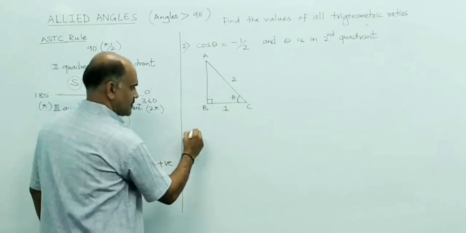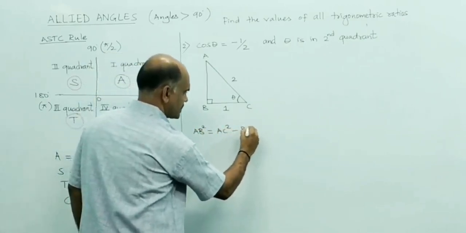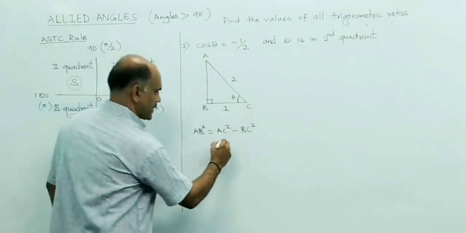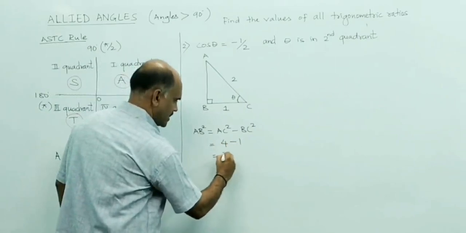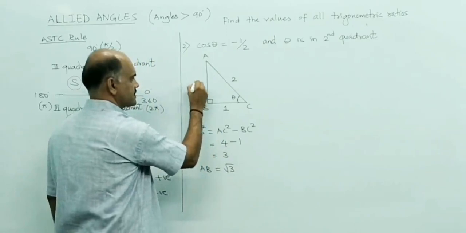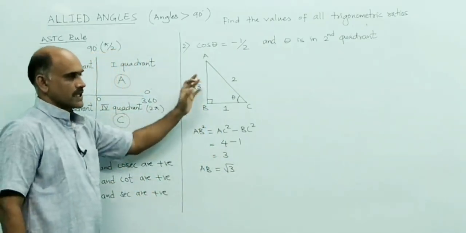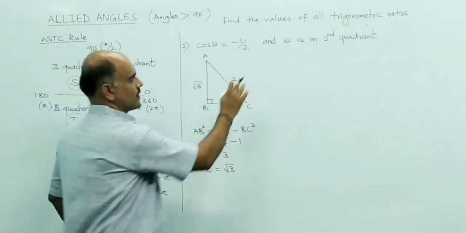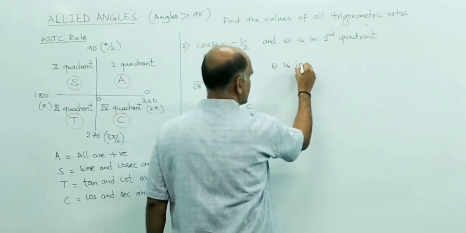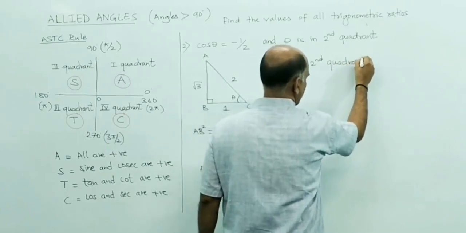So you can say by Pythagoras theorem AB square is equal to AC square minus BC square. So if you apply 4 minus 1, 3. So AB will be equal to root 3. So this is root 3. Now again after this you write the given condition, that is theta is in second quadrant.